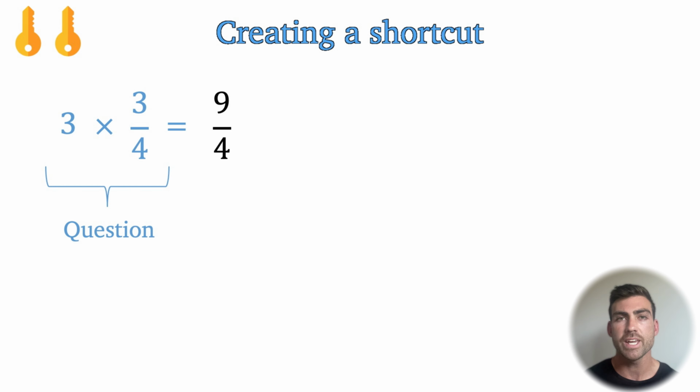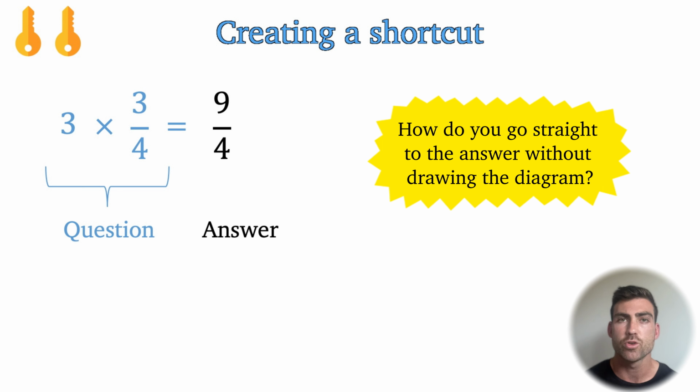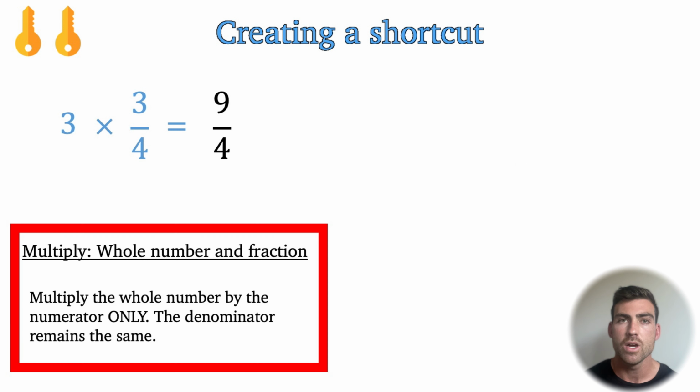Now, looking at our starting question, and now our answer, how do we go straight to the answer without drawing the diagrams? We simply multiply the whole number by only the numerator. The denominator remains the same.